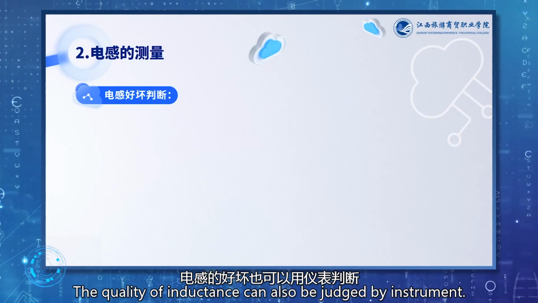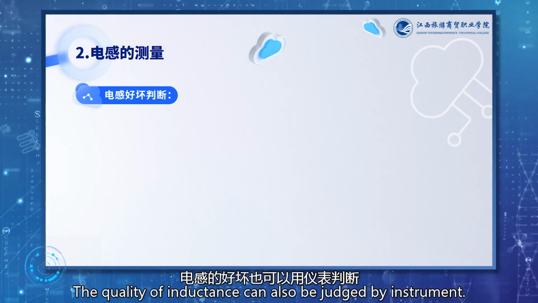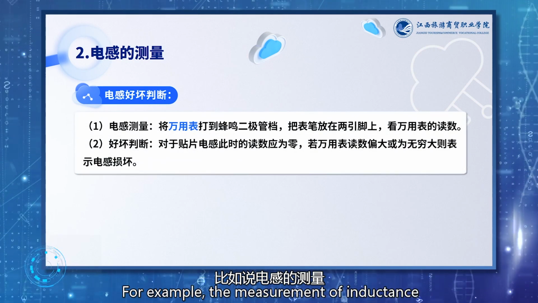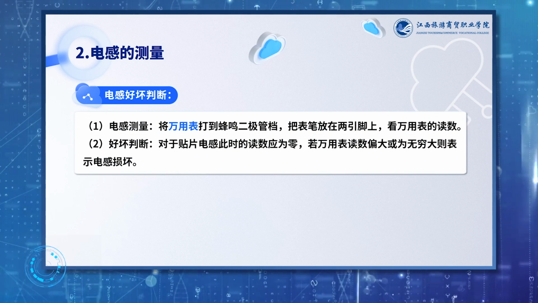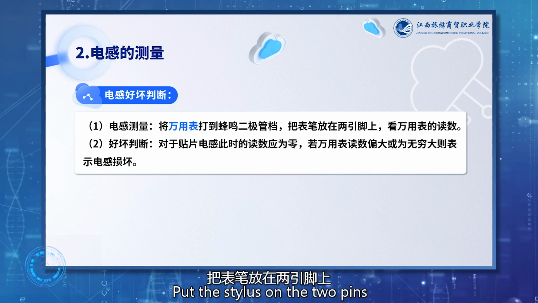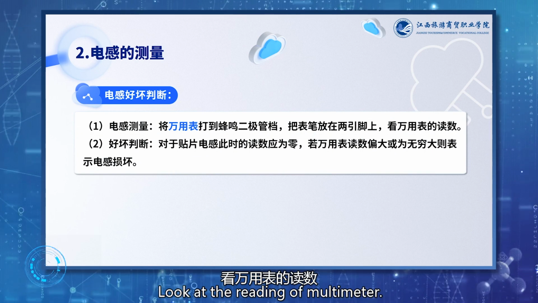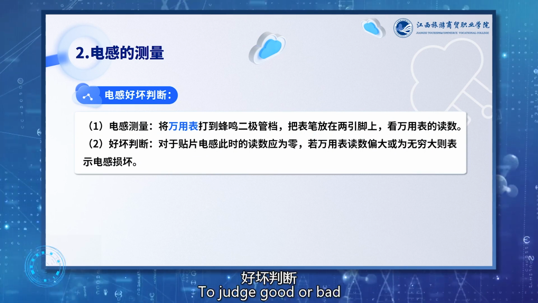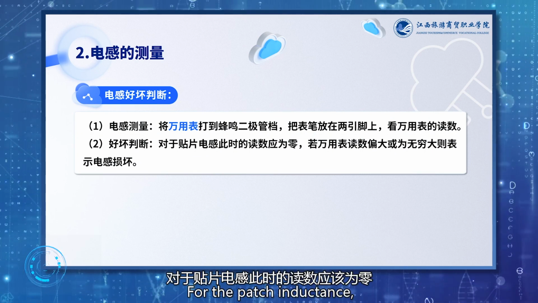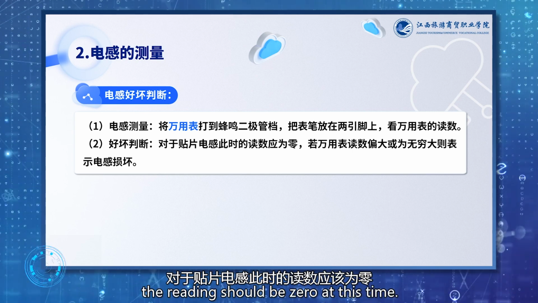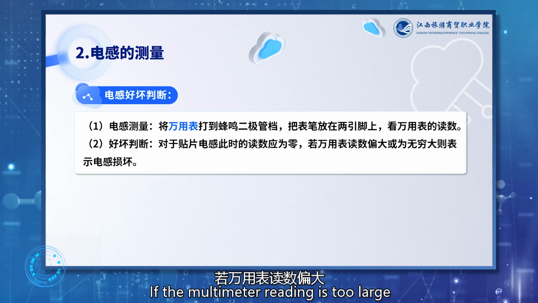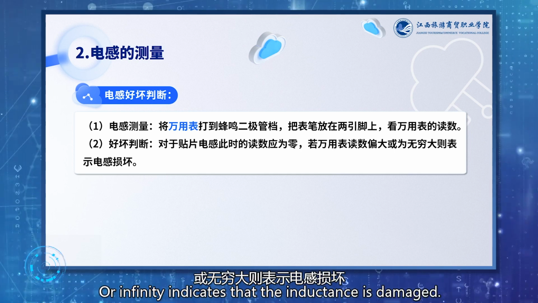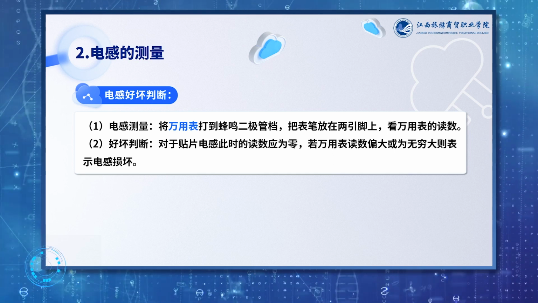The quality of inductance can also be judged by instrument. For example, for the measurement of inductance, turn the multimeter to the buzzer diode. Put the stylus on the two pins. Look at the reading of the multimeter to judge good or bad. For the patch inductance, the reading should be 0 at this time. If the multimeter reading is too large, or infinity, it indicates that the inductance is damaged.